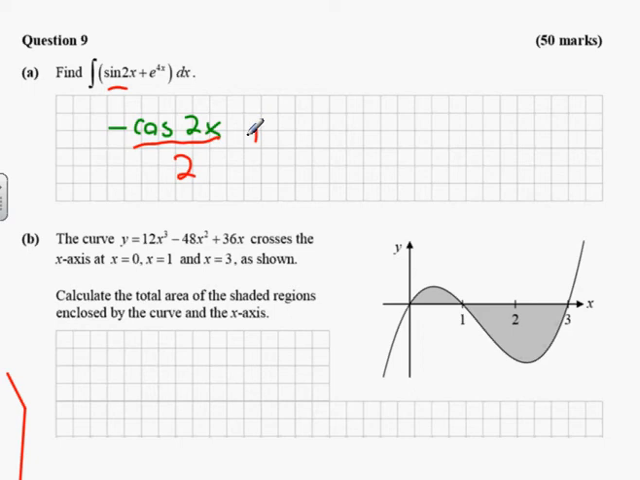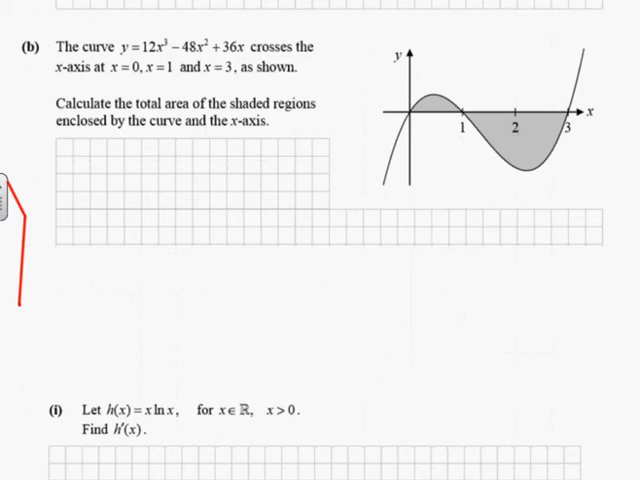Now, the rule for e is that e always maintains its power, so it's going to be e to the 4x. Once again, we're going to differentiate the power and divide by that, so it's going to be 1 over 4 e to the 4x. It's an indefinite integral, so it's going to be plus c. That's the answer to the first one.